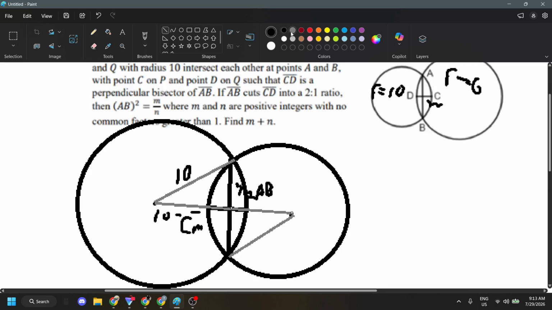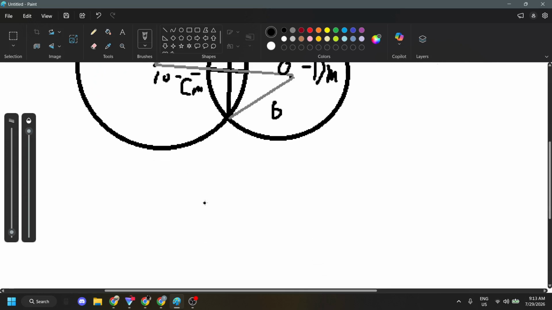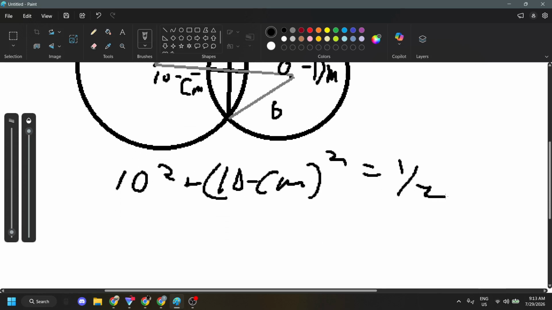So this is going to be, no, this is going to be 6. This is going to be 6 minus DM, because we want the radius minus this. And then this is 6, and then this is again 1/2 AB. So 10 squared plus (10 minus CM) squared is equal to (1/2 AB) squared.